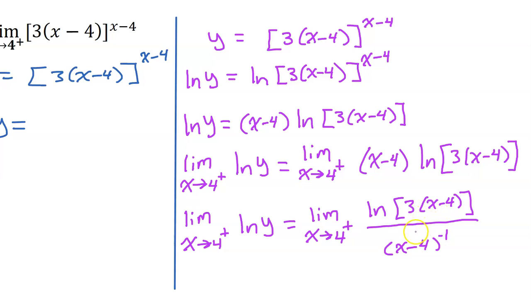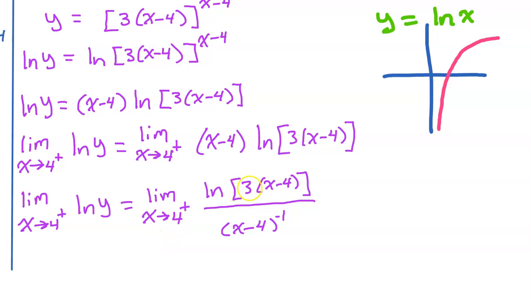In order to use L'Hopital's rule, we have to determine that the numerator and the denominator are both approaching 0, or they have to both be approaching infinity. To understand what's happening to the numerator as x approaches 4 from the right, first remember what the function natural log x looks like, and remember what happens to this function as x approaches 0. As x approaches 0, the value of this function falls and falls and approaches negative infinity.